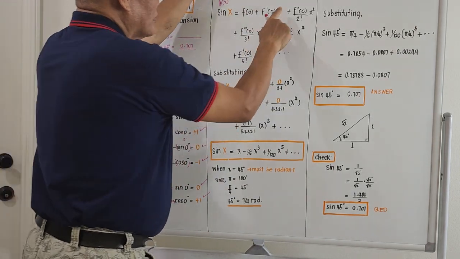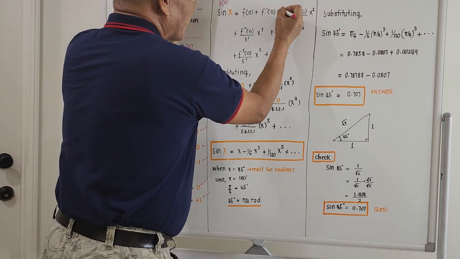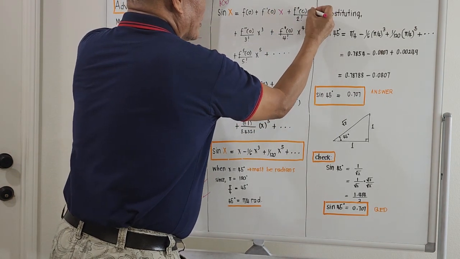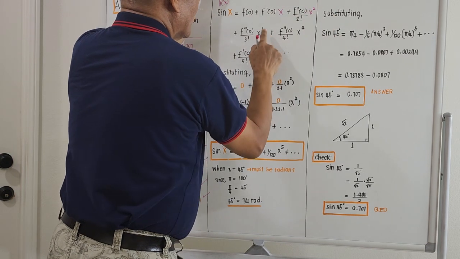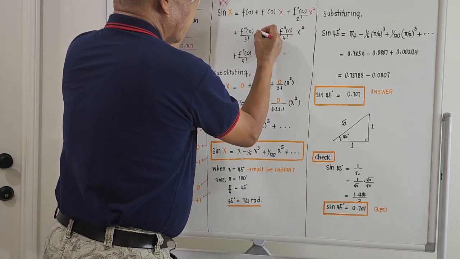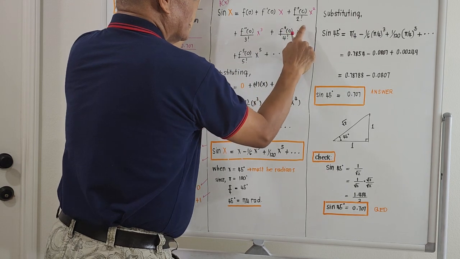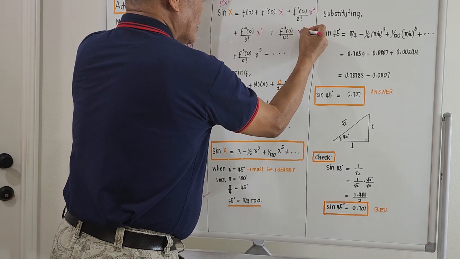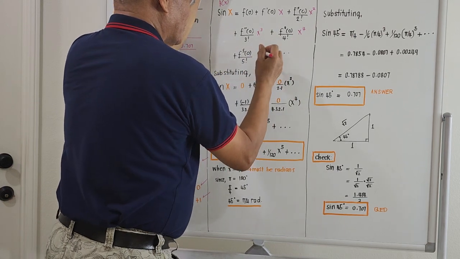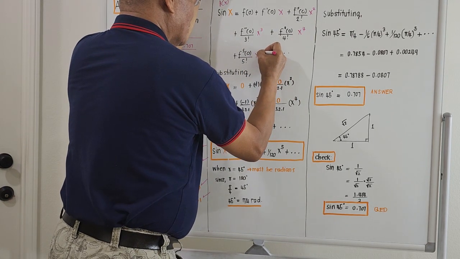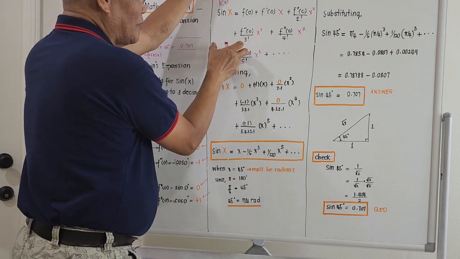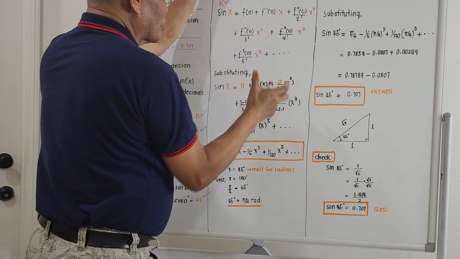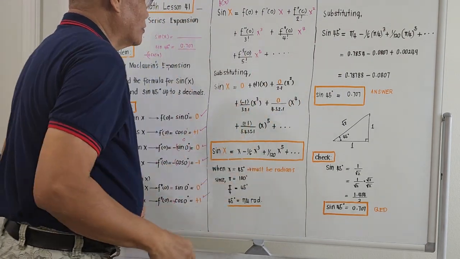So as you notice, the first one should be multiplied by x, the next one will be x squared, the next one will be x cubed, the next one will be x to the fourth, and the next one will be x to the fifth. Okay? This is the Maclaurin series expansion. And we now know all these values here. So it's just a matter of substitution now.